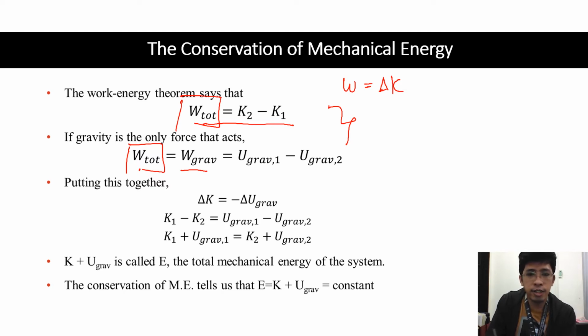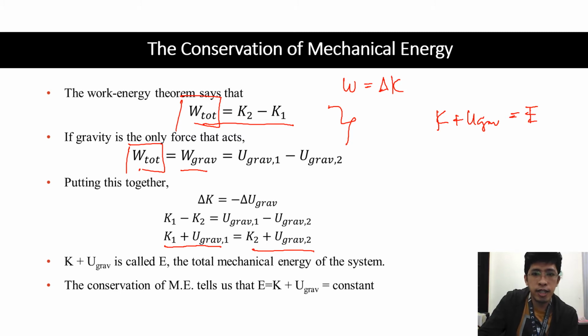And rearranging the terms, we put the initial points to the left and the final points to the right. You have here your K1 plus U grav 1 is equal to your K2 plus your U grav 2. Again, your K plus your U grav is just equal to your total mechanical energy E. So that means here, your conservation of mechanical energy, you have your E1 and then this is your E2.